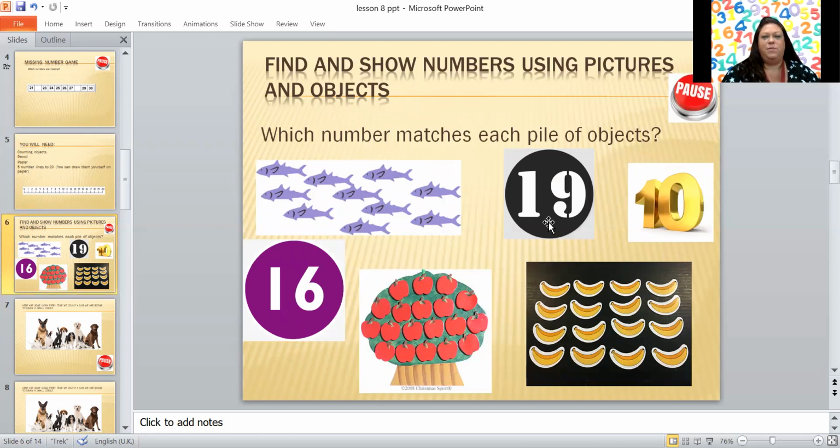Yes, that's right. It's a number 19. Well done. And what about this one? Number 10. Oh, what a nice golden number 10. And finally, what's this number here? The number 16. Now you're going to pause the button and you're going to count the objects and see which number matches which object. So come back to me when you finish counting.